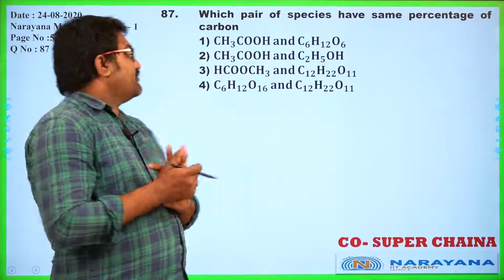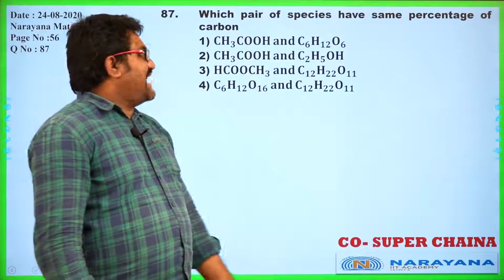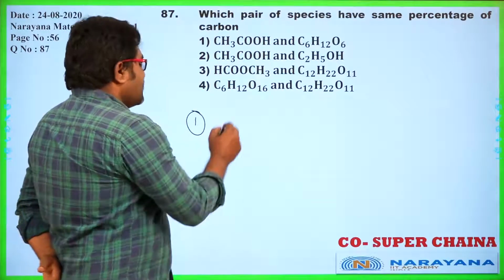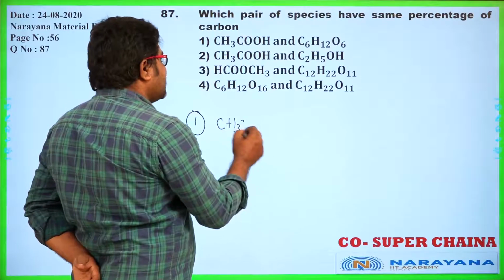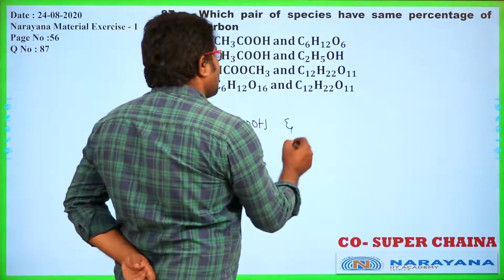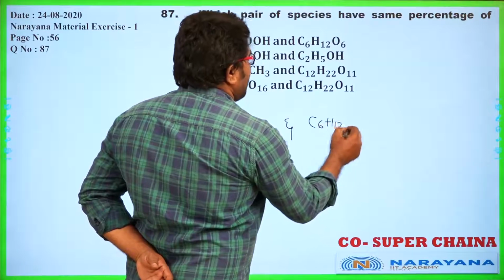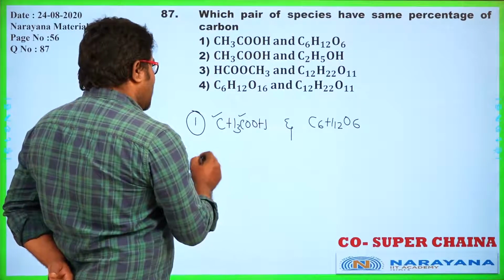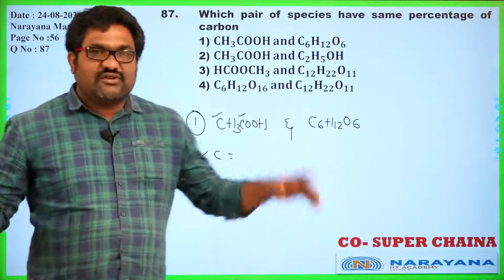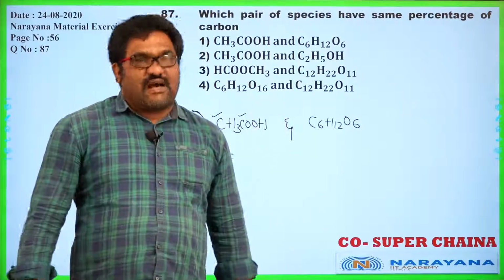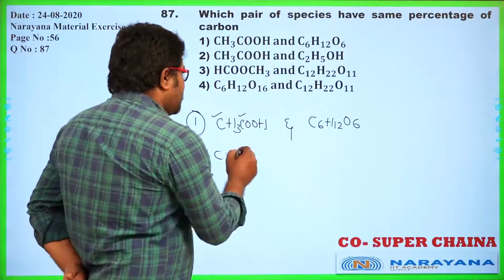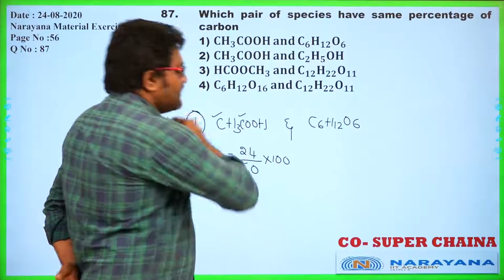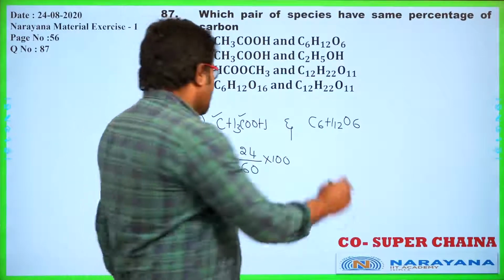Now which pair of species have the same percentage of carbon? Coming to the first option, here we have two compounds, acetic acid and glucose, C6H12O6. Now here how many carbon atoms are there? 2 carbon atoms are there. So percentage of carbon is equal to weight of carbon by total weight of the compound. The weight of carbon is 2 into 12, 24, divided by the total weight of the compound, 60, and for percentage I multiply with 100.